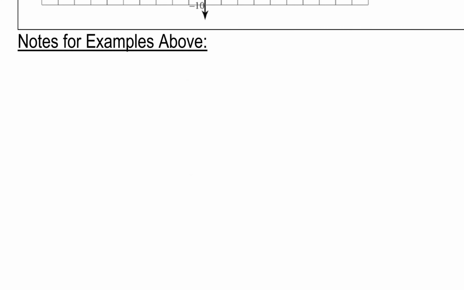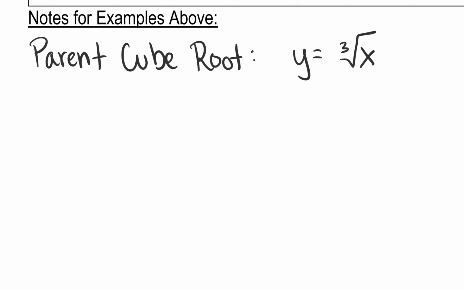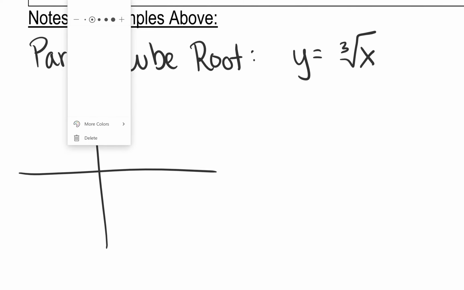So some notes real quick. Let's do parent cube root. It is going to be y equals, of course, cube root of x. That's it. No numbers, nothing else. So the graph for this one is very identical, very similar. So it's kind of like this is how I always write these.